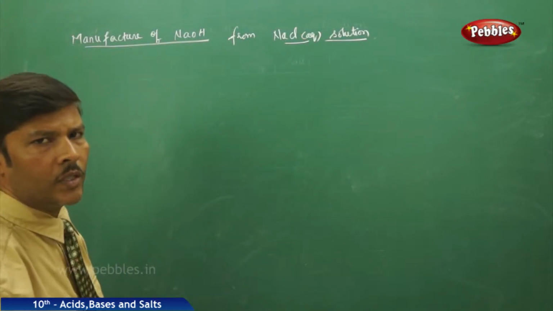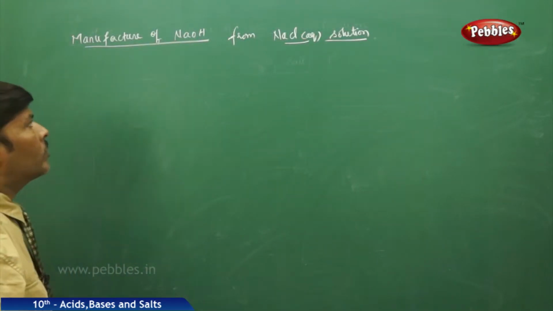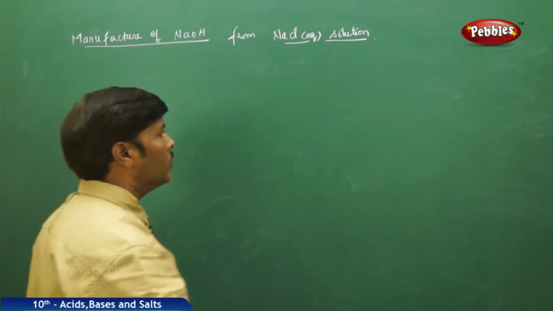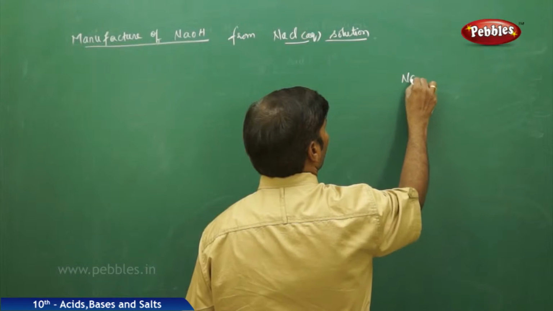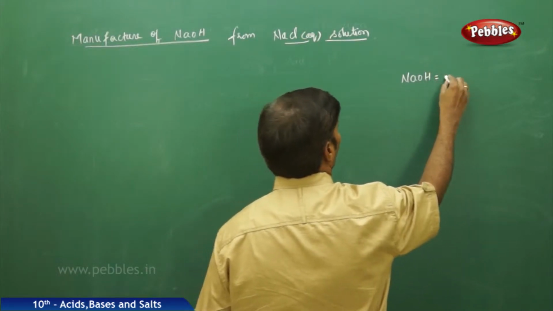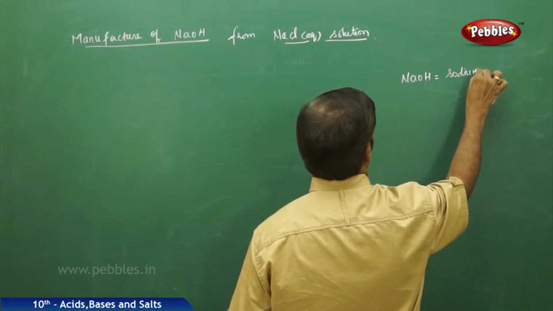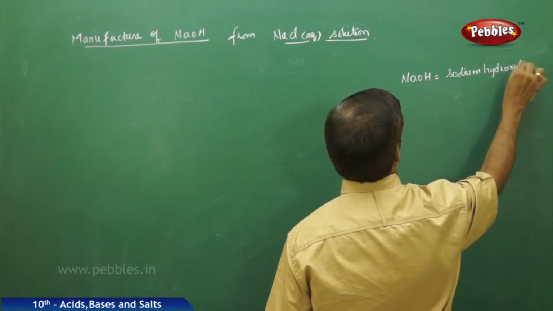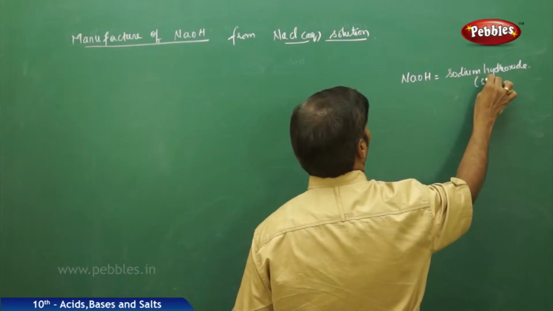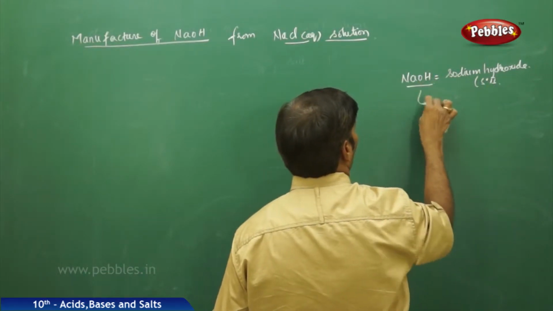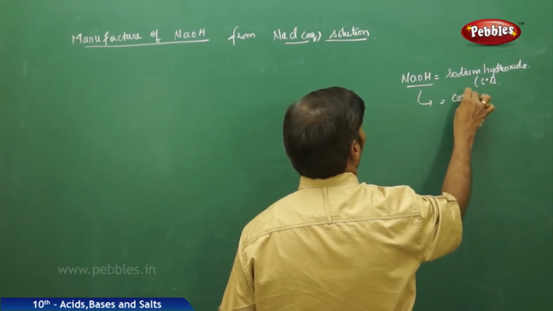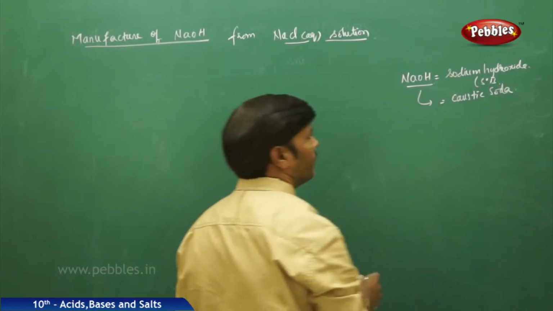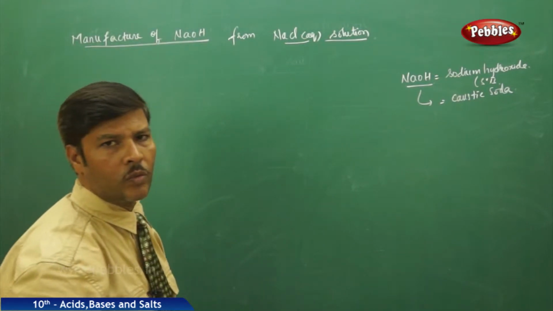So the next part of discussion in this chapter is manufacture of NaOH from NaCl aqueous solution. Whenever you say NaOH, it is sodium hydroxide. It's a strong base, but this sodium hydroxide is also called caustic soda.